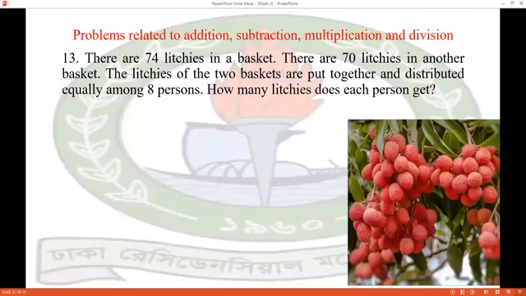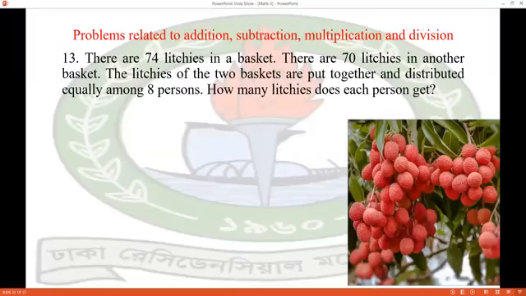In the lychee season, you go to the market and see 75 lychees in one basket and another basket with 70 lychees. Then the total lychees you collected together in one basket, you have to equally distribute among 8 persons. How many lychees does each person get?